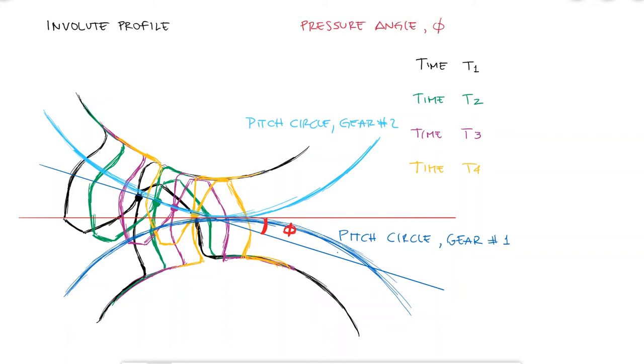This angle, which used to be 14.5 degrees and is more commonly 20 degrees now, but can take other values, will be very important when we talk about forces and force components, one of which will transfer the torque from one gear to the other, and one of which will cause that bending moment on the shaft that we mentioned before. But more about that in a later video.